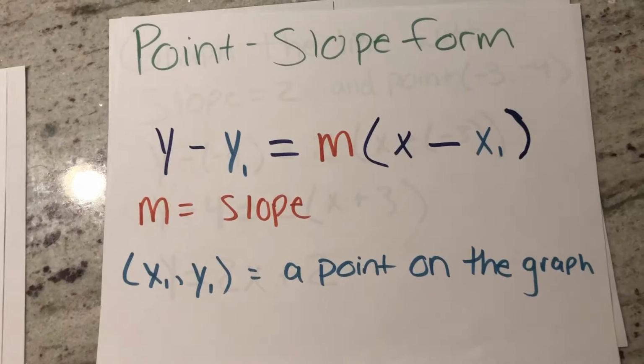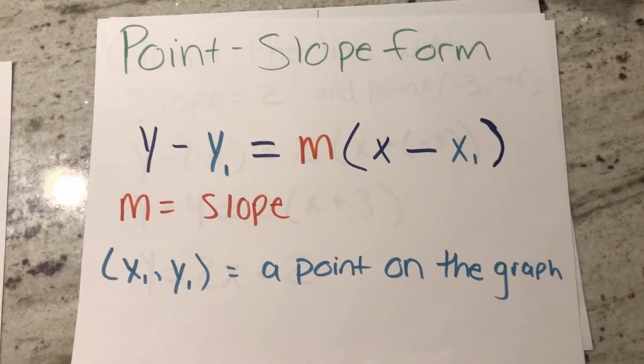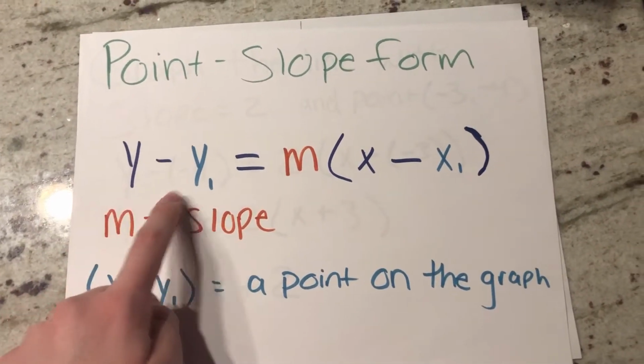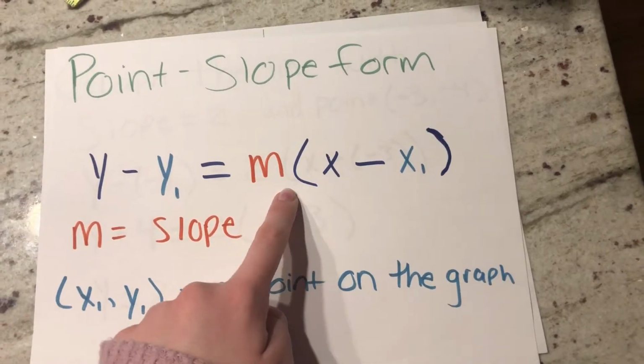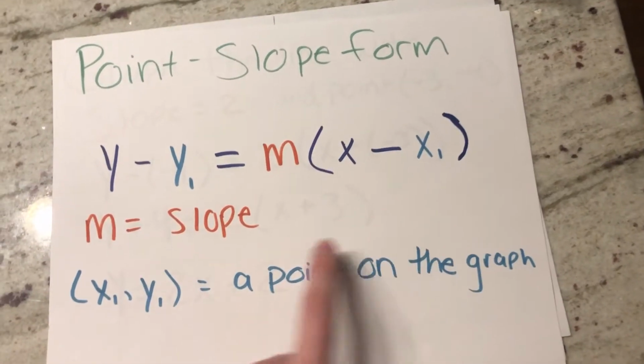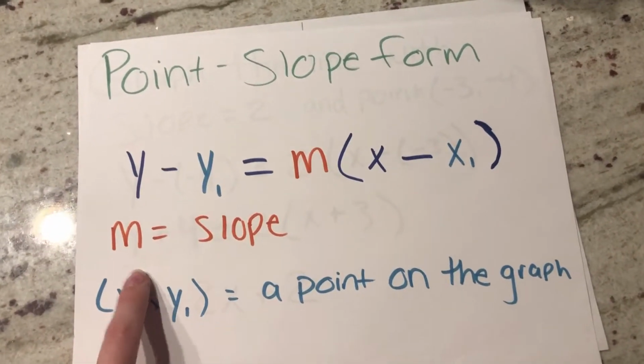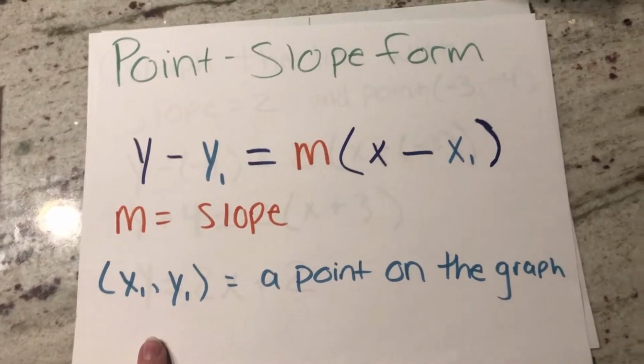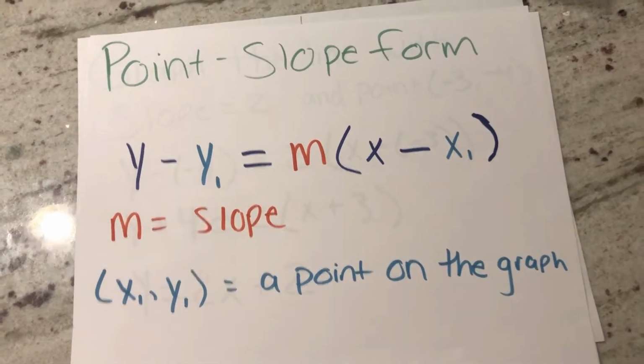Another form that equations can come in is point-slope form, which is this: y minus y1 is equal to m times quantity of x minus x1. Same thing here, m is your slope, and in this case, (x1, y1) is a point on the graph.